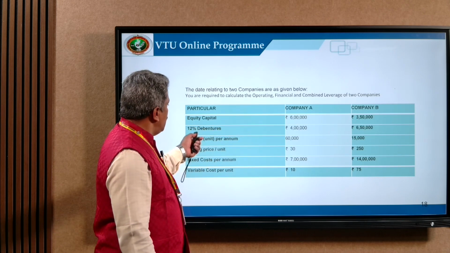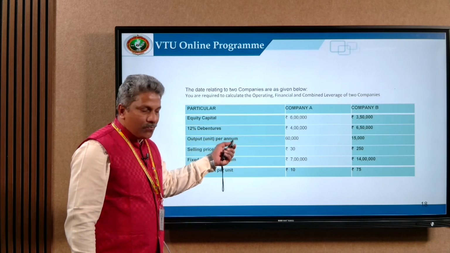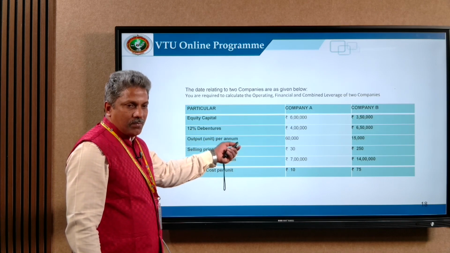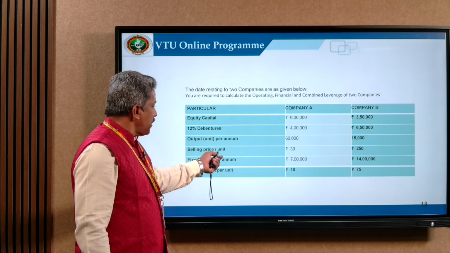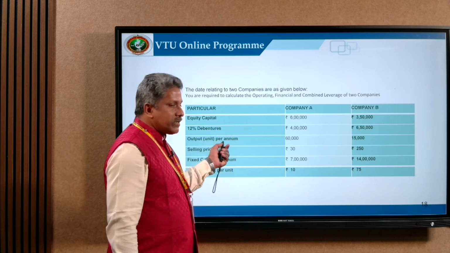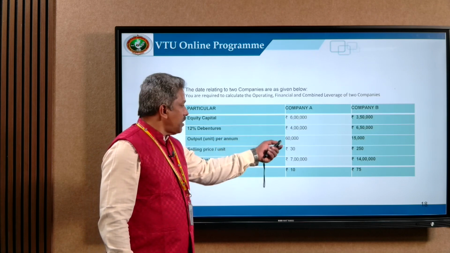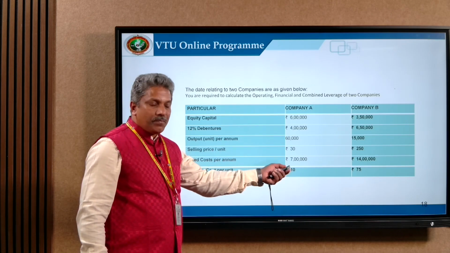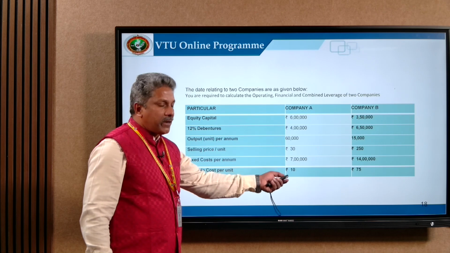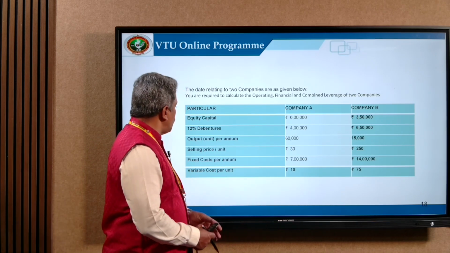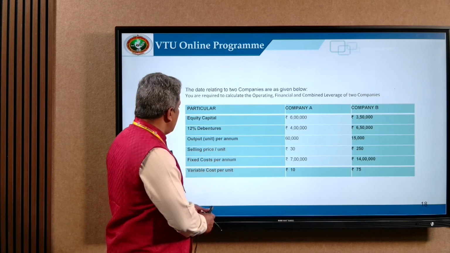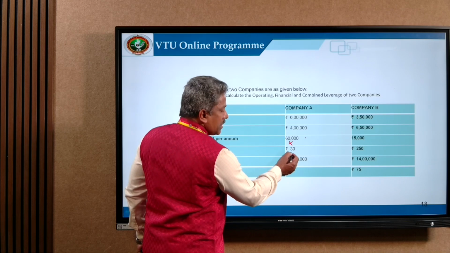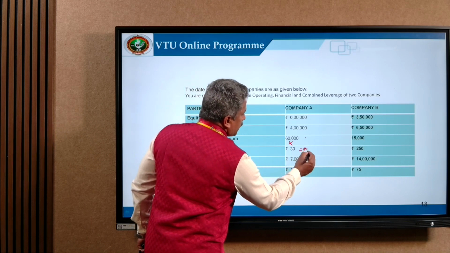Equity capital, 12% debentures, debt or borrowed funds, output in units per annum, number of units is given, and selling price per unit is given. The number of units output multiplied by the selling price gives the sales revenue. Then fixed cost per annum is given, and variable cost per unit is given. So this output multiplied by selling price gives sales revenue.